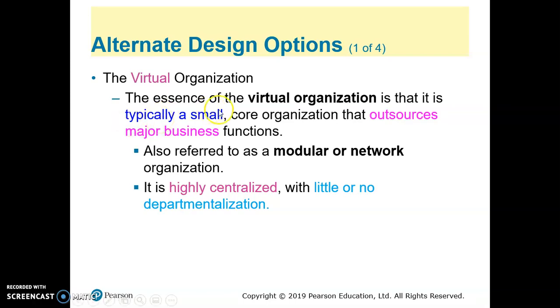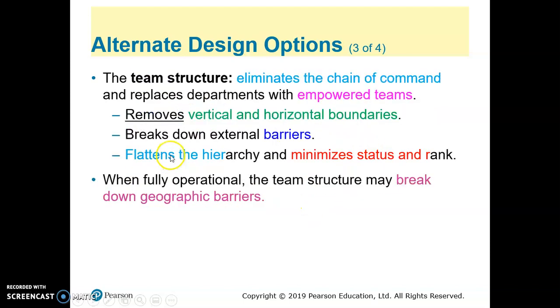So they are typically small. The core organization normally outsources major business functions. They just focus on the small part, and the main core they outsource to specialists in the area. So virtual organizations are related to businesses whose core business is normally online or e-commerce. A virtual organization is also referred to as a modular or network organization. It is highly centralized with little or no departmentalization. They do not have to have many layers of departments or management, because they outsource many of their major core businesses.